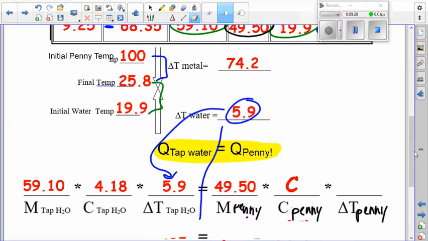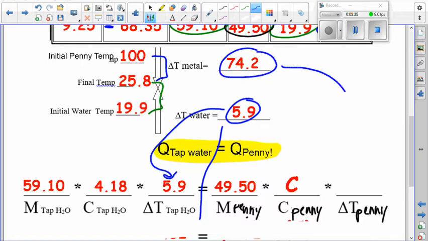And then Jason Martin, talk to me about the delta T of the penny. What's that? Yep, you got it. So we're just using this guy right here. That's why we calculated it earlier. That guy goes there. Boom.